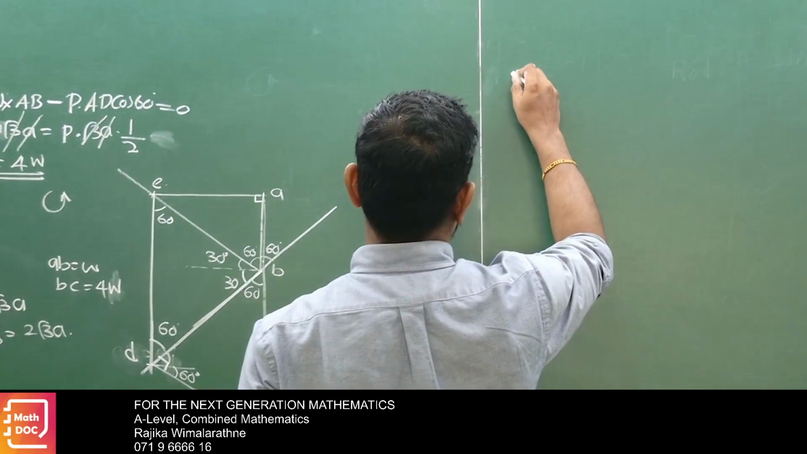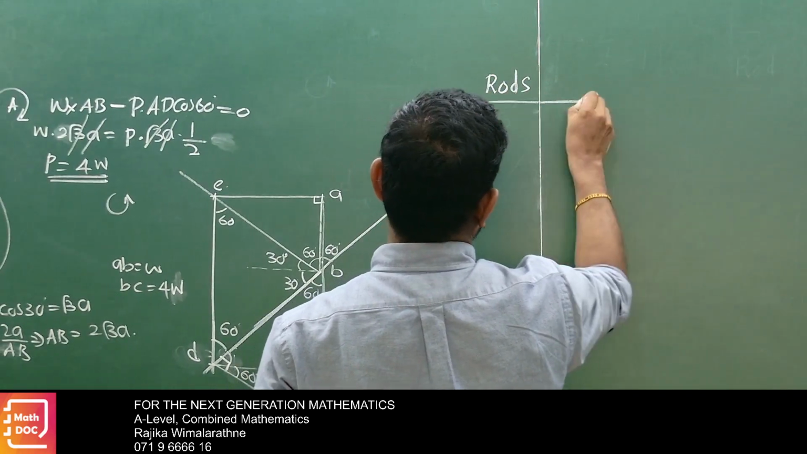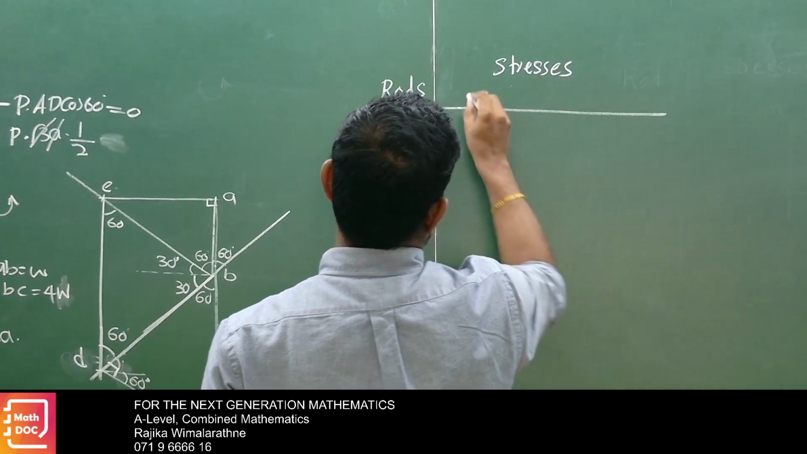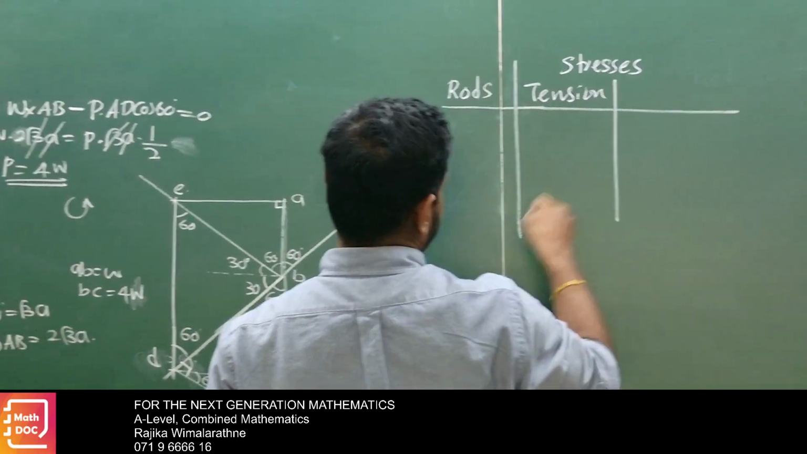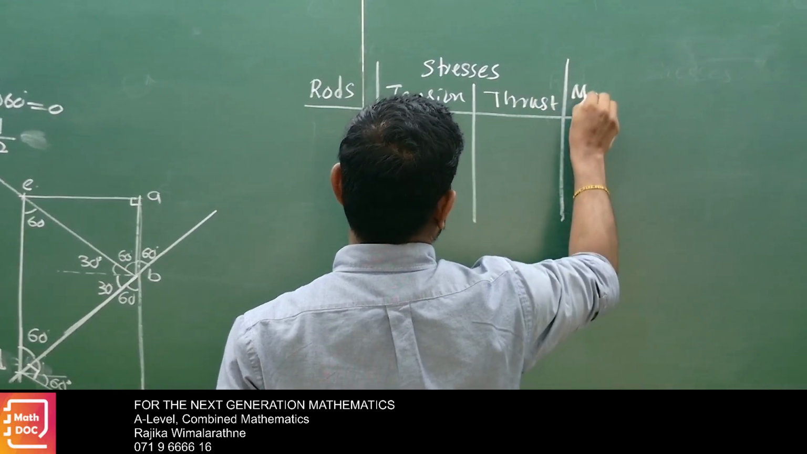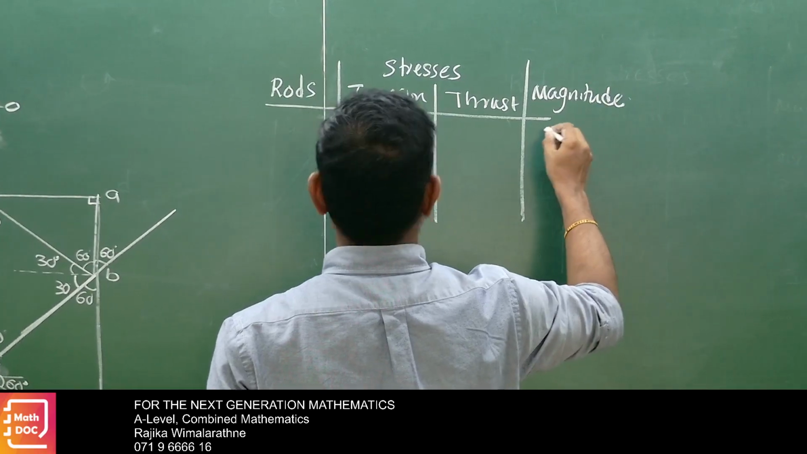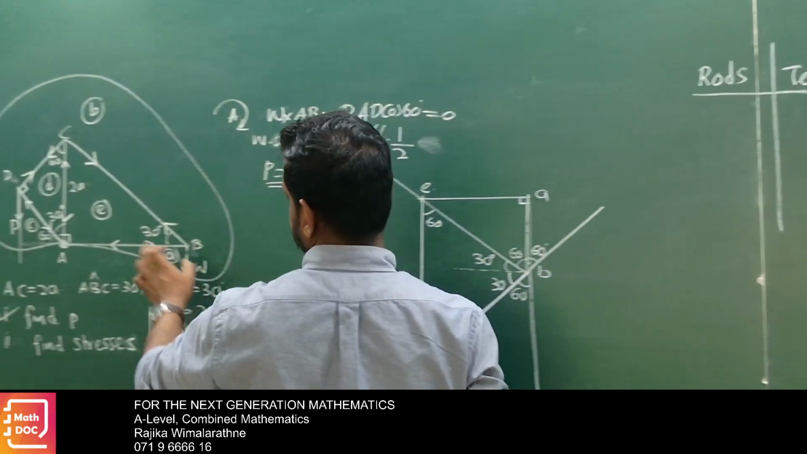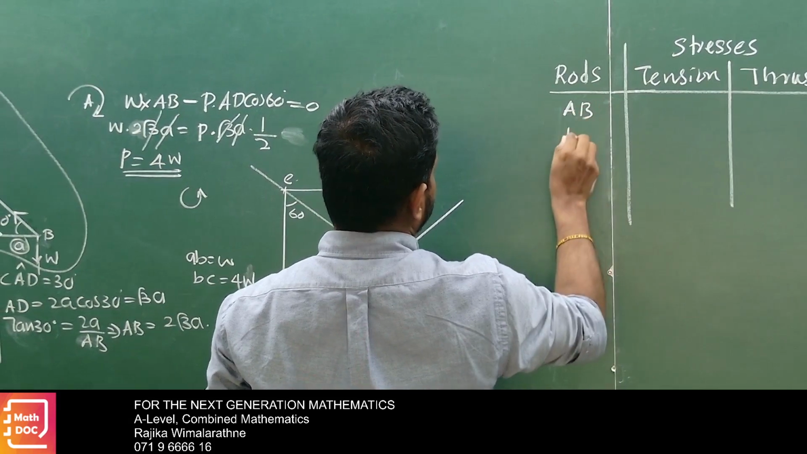Table: rods, stresses, tension or thrust, and magnitude. So in magnitude, no? Then first you go to vertex B, no? Then the AB rod and BC rod, you had better get first. AB, BC.